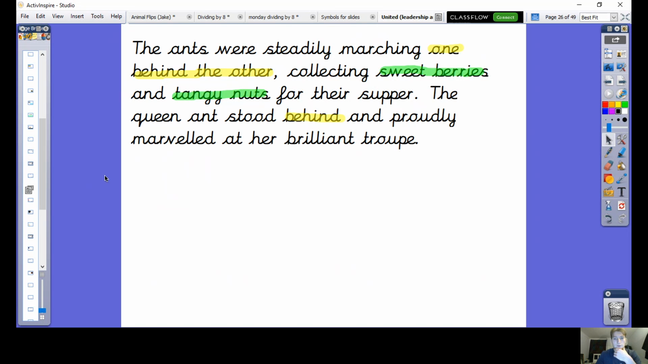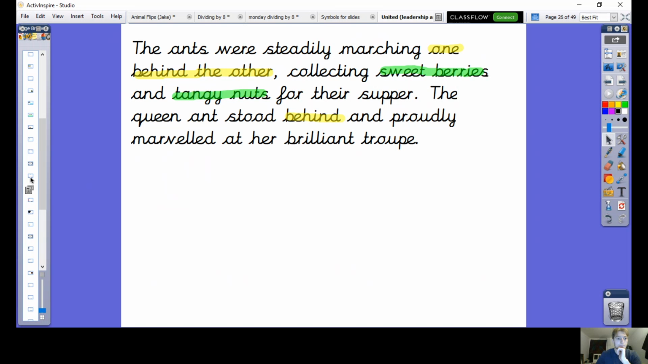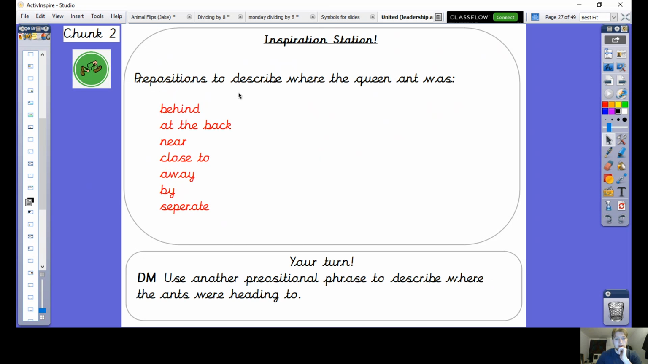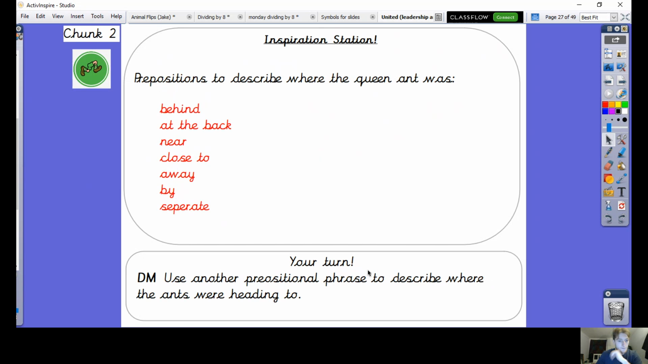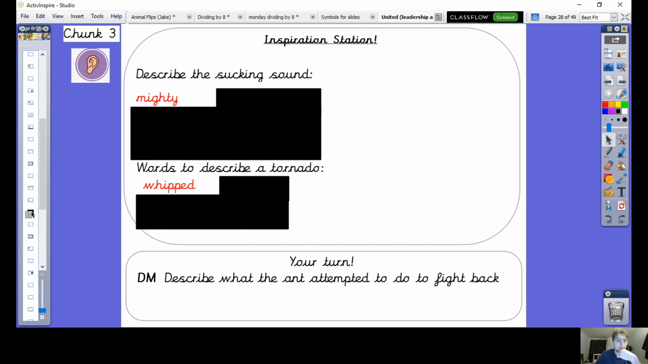Okay, right, now it's your go to write the second chunk. So if you use this as a bit of inspiration, obviously change it so it's different. All our work needs to be different, and then also use the words in our inspiration station to help us. If you want to go further and deepen the moment, you can use another prepositional phrase to describe where the ants were heading to as well. So pause the video and have a go at that now, and then we can move on to the final chunk for today.